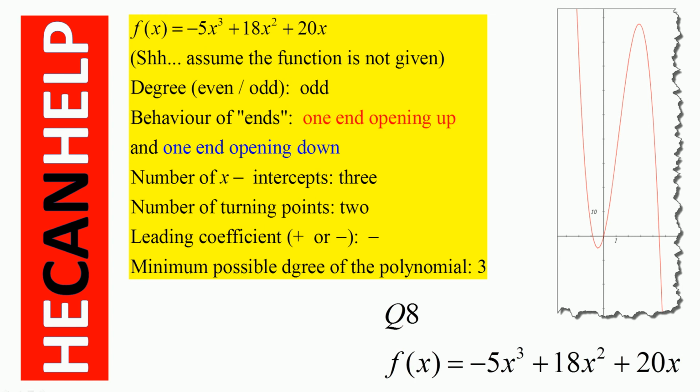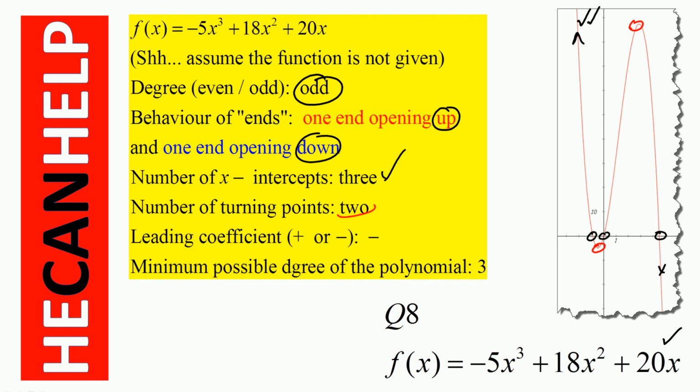Next is f of x equals negative 5x cubed plus 18x squared plus 20x. So once we have our function, we plot it, and this is what we get. We see one end is pointing up, the other end is pointing down. What is the degree of the polynomial? It is odd. Number of x-intercepts? 3, 1, 2, 3. No question about that. Number of turning points? 2. 1, and 2. 2 turning points. So the degree has to be at least 1 more than 2.